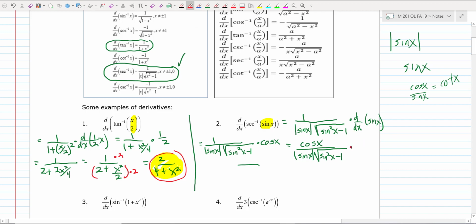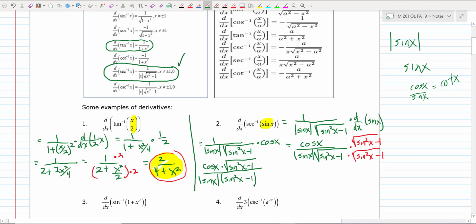And then we want to rationalize that denominator. Okay, like this. Then we're ready to get this simplified. So the numerator is just going to be cosine x times the square root of sine squared x minus 1, and the denominator is going to be absolute value of sine x, which you need to leave in there, and then the radical would come off, so you would have sine squared x minus 1.